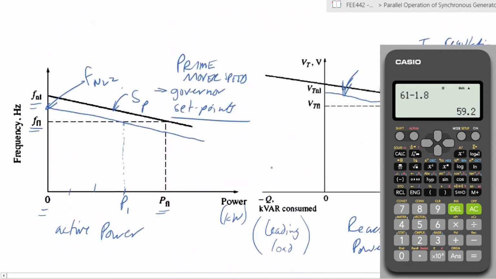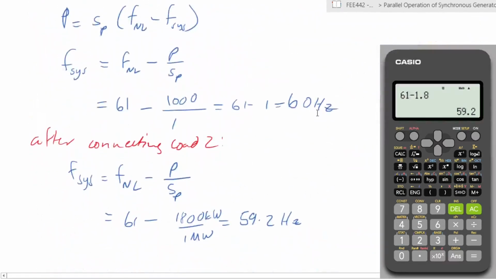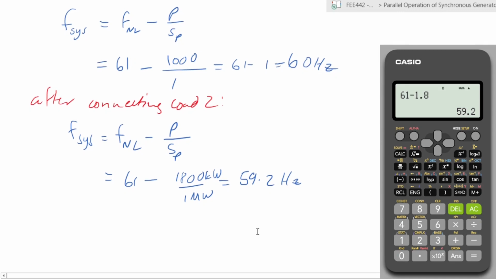So essentially what we've said is you had your initial load at this point, and when we connected P2, it moved down to that point. So there's a drop in frequency from here to here. That's the frequency drop that we've talked about. From 60 hertz, it has dropped to 59.2 hertz, because for every megawatt increase, it drops by 1 hertz.